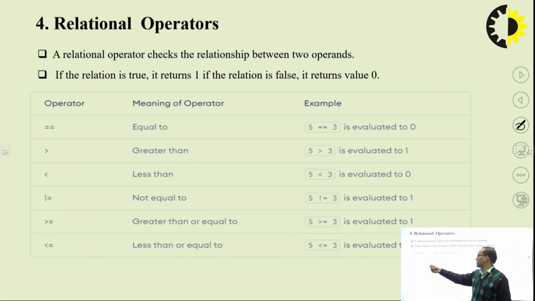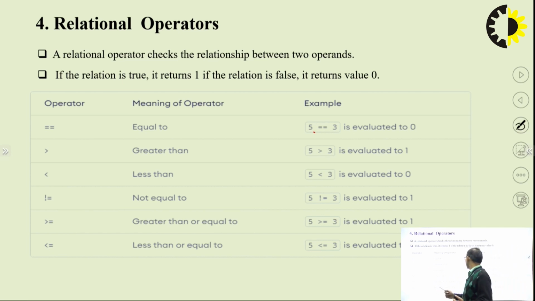Okay, so there are different types of relational operators. The first operator is equal, also sometimes known as the equal to operator, and here for example we are taking two values 5 and 3, and we are performing the equal operator between them. It means we are trying to check whether 5 and 3 are equal or not. Since 5 and 3 are not equal, it will return 0.